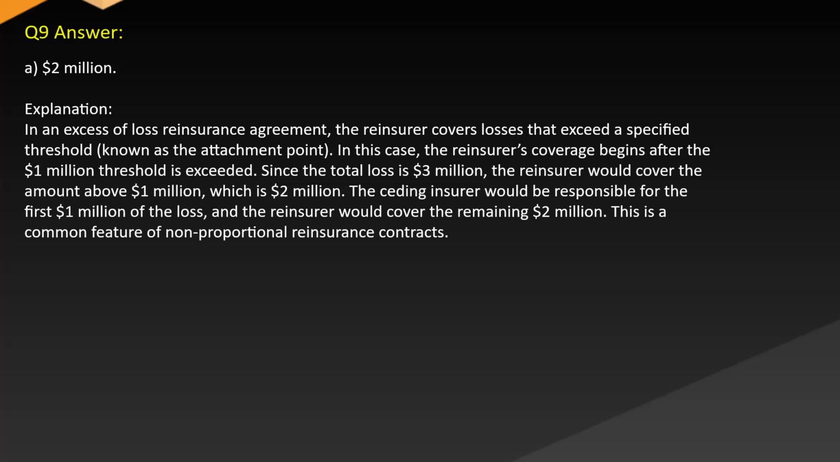Answer A. $2 million. Explanation. In an excess of loss reinsurance agreement, the reinsurer covers losses that exceed a specified threshold known as the attachment point. In this case, the reinsurer's coverage begins after the $1 million threshold is exceeded. Since the total loss is $3 million, the reinsurer would cover the amount above $1 million, which is $2 million. The ceding insurer would be responsible for the first $1 million of the loss, and the reinsurer would cover the remaining $2 million. This is a common feature of non-proportional reinsurance contracts.